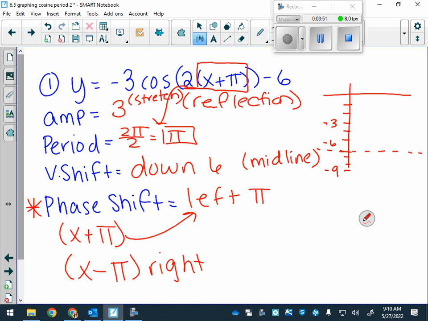I know there was a little typo on number 4 where it was 3 cosine with that negative sign. Don't worry about it. It was not -1 or anything. I crossed it out on the key, so hopefully you saw that. Any questions on the 6.5 practice?